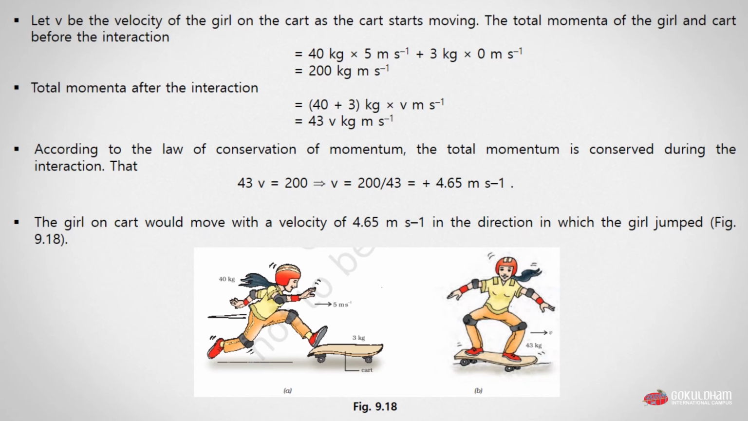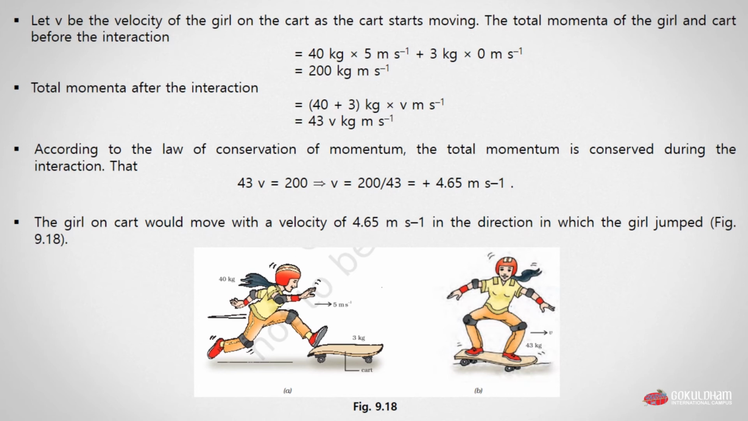Let v be the velocity of the girl on the cart as the cart starts moving. The total momentum of the girl and the cart before the interaction is 40 kg multiplied by 5 meter per second plus 3 kg multiplied by 0 meter per second, which gives 200 kilogram meter per second. Now, the total momentum after the interaction is 40 plus 3 kg multiplied by v, which is our assumed velocity of the girl after the cart starts moving.